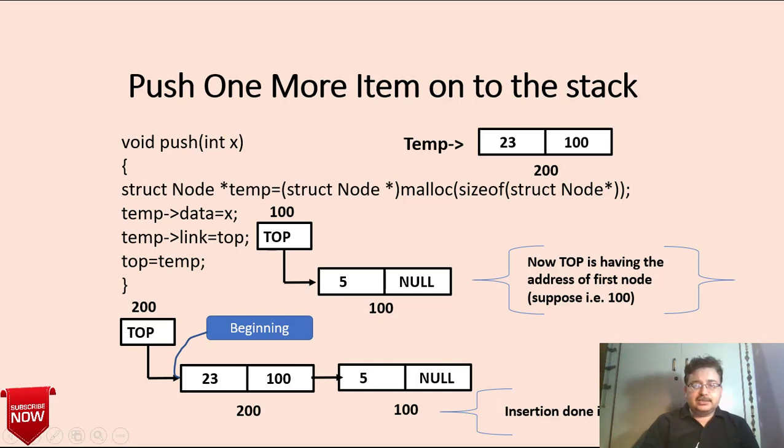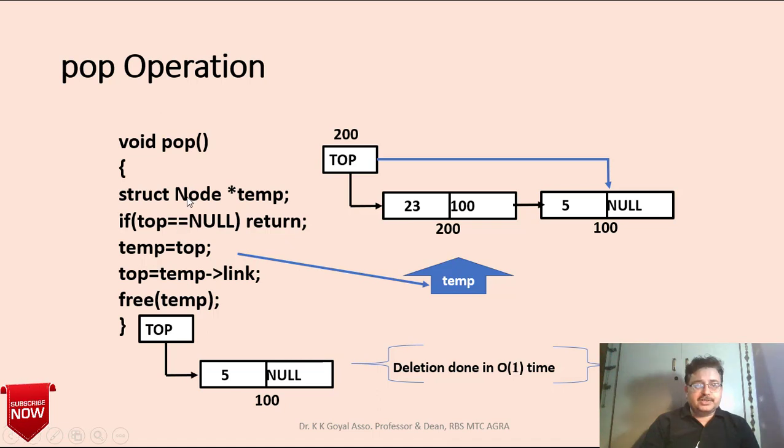This operation takes only O(1) time. Now come to the pop operation. Struct node pointer temp. This is a pointer variable. If top is equal to null, then return and do nothing, because the list is empty. It means the pop operation cannot be applied.